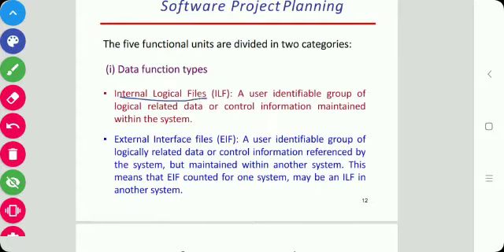The data function type has 2 types. Internal logical files: a user identifiable group of logically related data or control information maintained within the system. That means the data and control information maintained in the system is called internal logical files. External interface files means a group of logically related data or control information that is stored in another system, but is referenced by this current system.